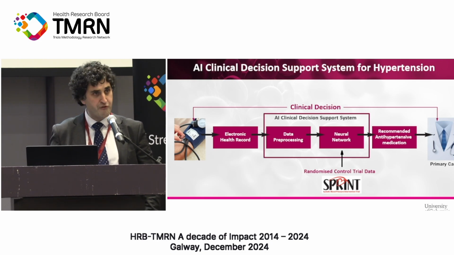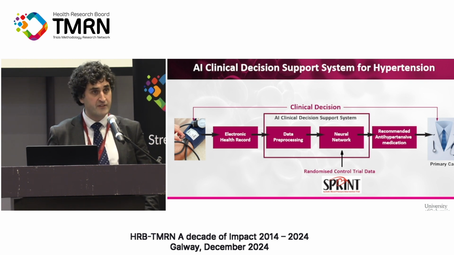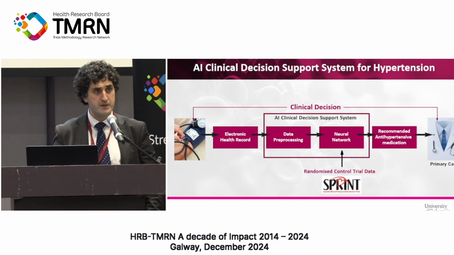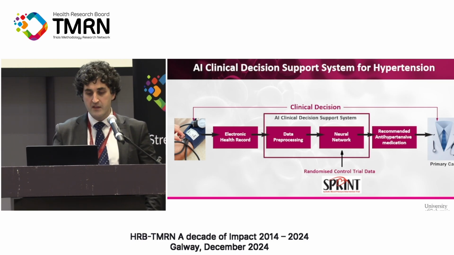It's pre-processed to put it in a form that can be passed into a neural network that we've trained on the SPRINT trial. Many people in the room will have heard of the SPRINT trial. It was a US hypertension trial that randomized patients to a blood pressure target of less than 120 millimeters of mercury, or a blood pressure target of less than 140 millimeters of mercury.